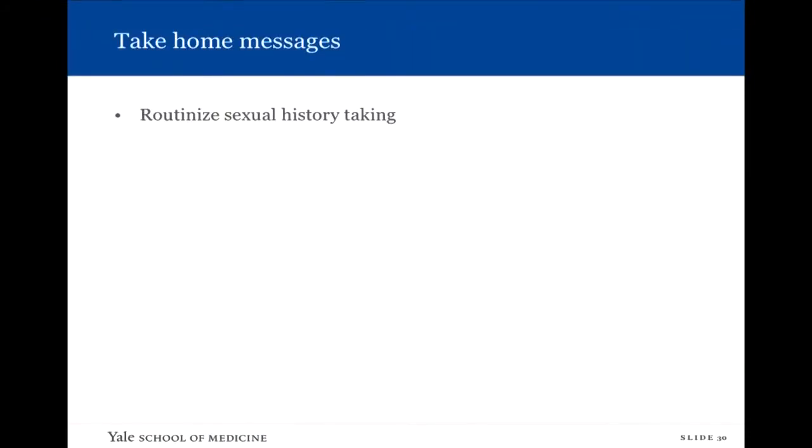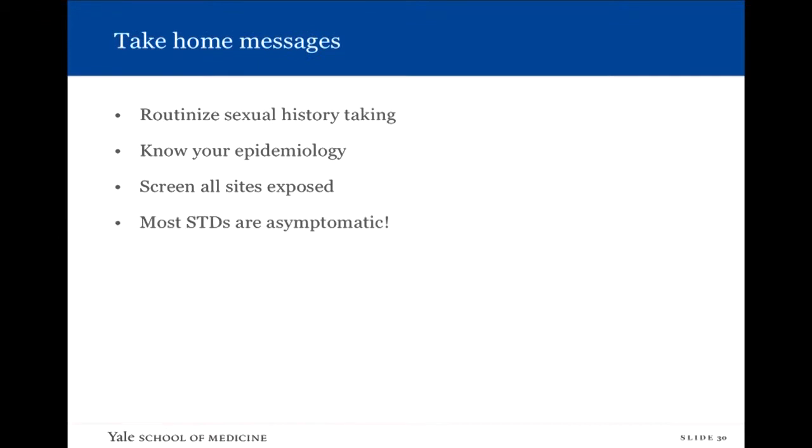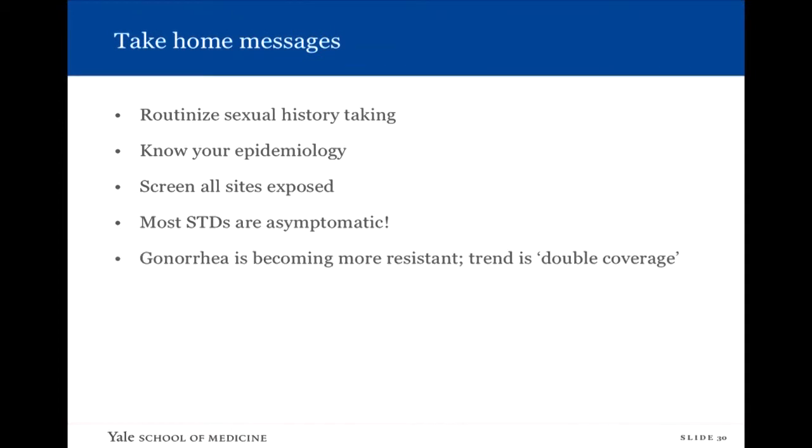So, bottom line messages: don't forget to routinize the sexual history taking so that we can know who's at risk, and it can help you with some of your clinical decision making about empiric treatment and with what. It is really important to keep up with the epidemiology so we know in what group people are having upticks in rates of some of these STIs. You have to screen all sites that are exposed because not everything comes out in the urine. Most STIs are asymptomatic, so being led in your testing to just test people where they're symptomatic will underdiagnose a lot of sites that could be infected and be asymptomatic.